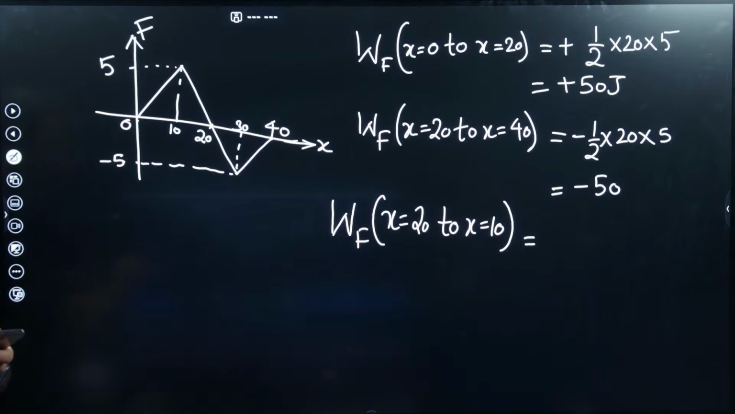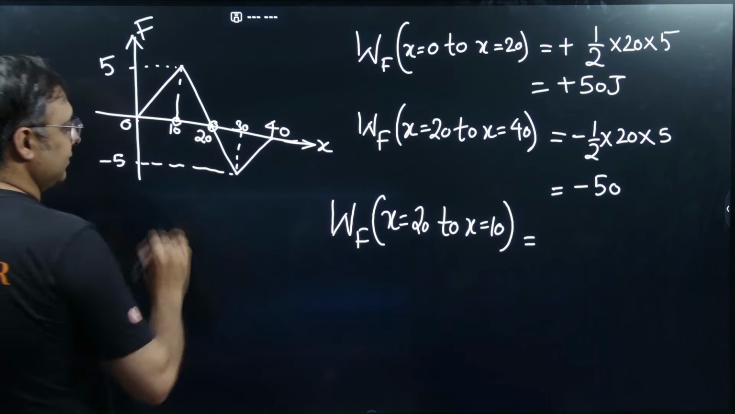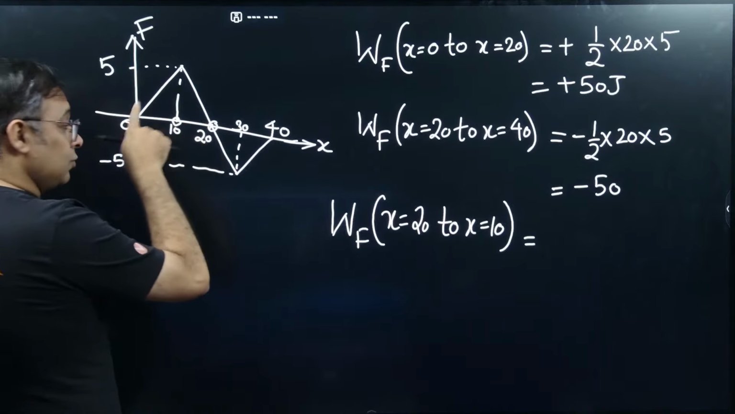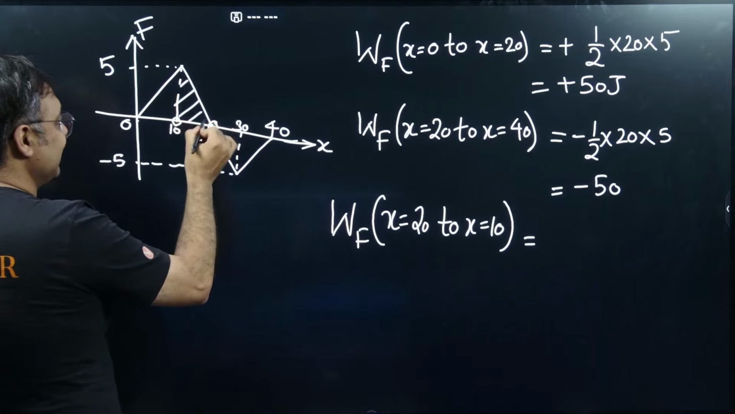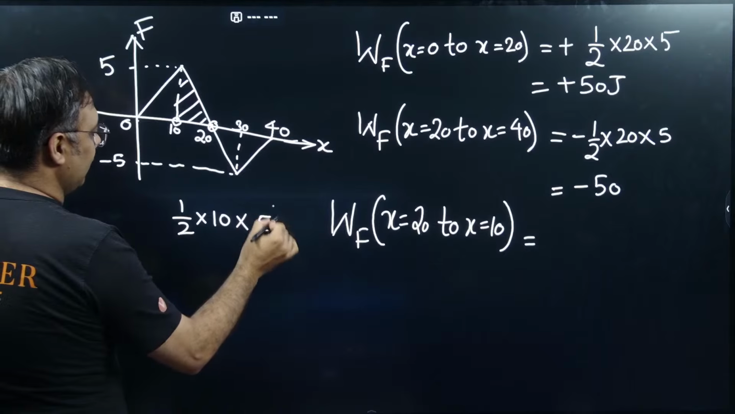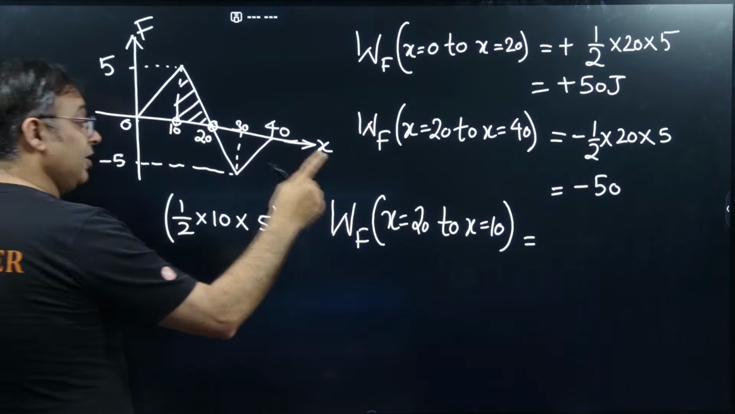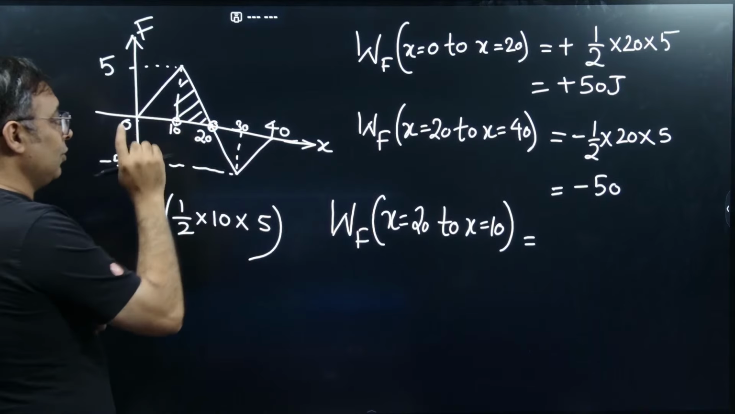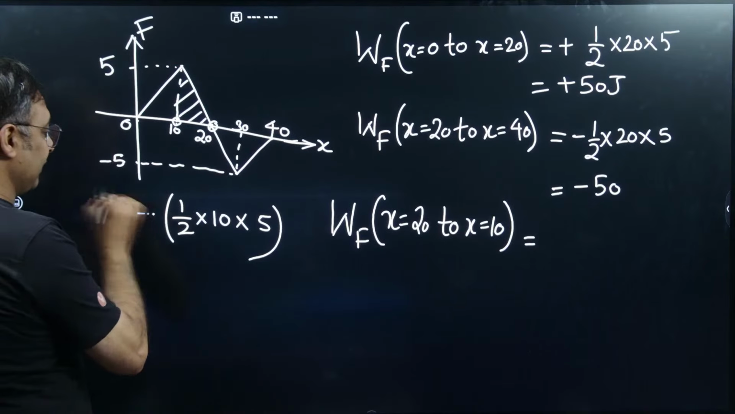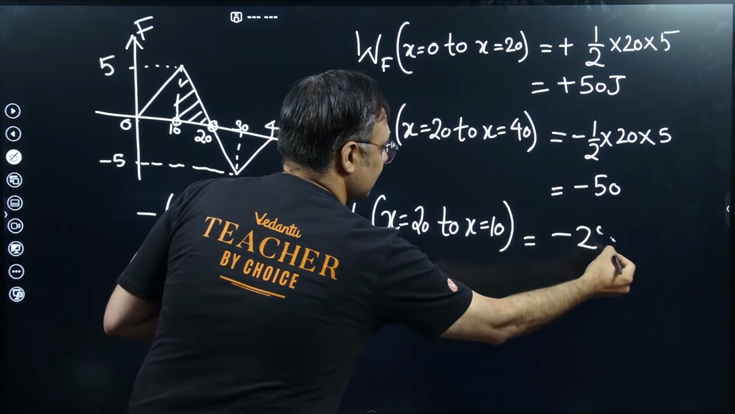Come on, whether it is positive or negative from 20 to 10. First of all, you can see it is from this point to this point, that means from higher value to lower value. That means area above the x-axis is negative. So half into 10 into 5, that is the area we know, because this is 5 and this is 20 minus 10, which is 10. But since the limits are from 20 to 10, higher to lower, the area above the x-axis will be negative. So the answer will be minus 25 joules.